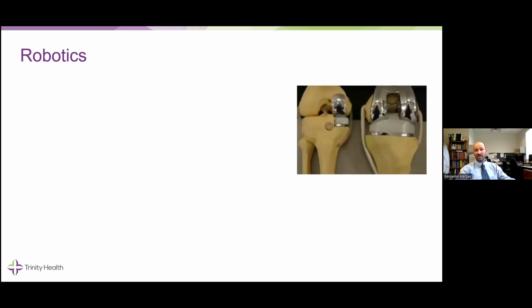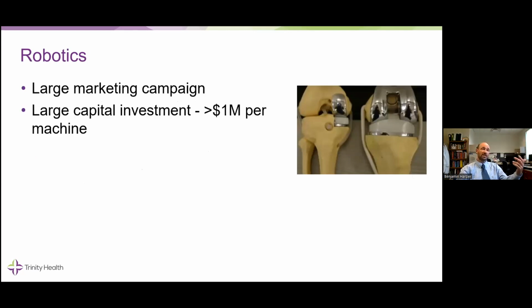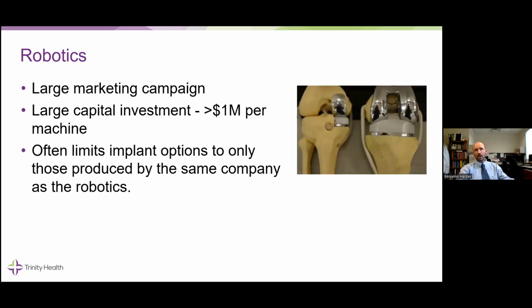There's no proven benefit yet. Robotics is another common topic that people ask about. This was a huge marketing campaign for each hospital. Each machine is over $1 million. If you have certain types of robotic machines, it may limit the type of implants that you can put in, and those may not be as proven or have the track record that other implants do.